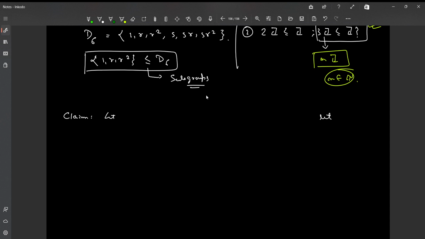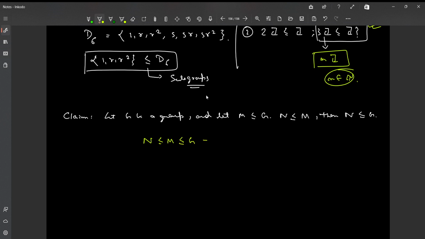Sorry, let me not claim it like that. Let me change the notation in a way. Let G be a group and let M be a subgroup of G. Then if N is a subgroup of M, then N is a subgroup of G as well. That's the precise claim. So what I mean is that if N is a subgroup of M, and M is a subgroup of G, then that implies N is a subgroup of G. Clear?